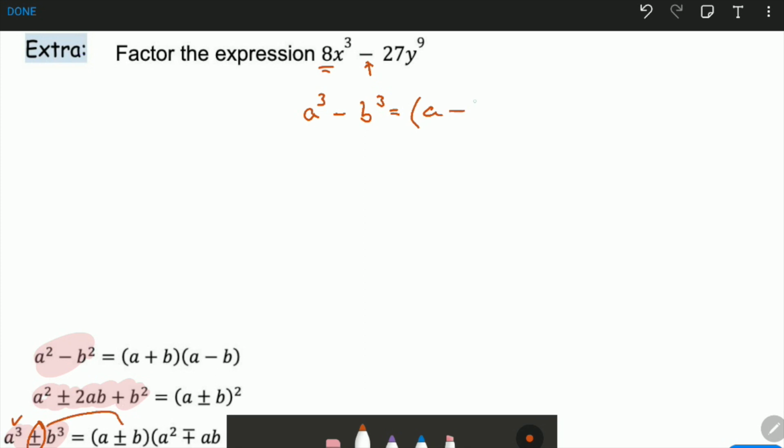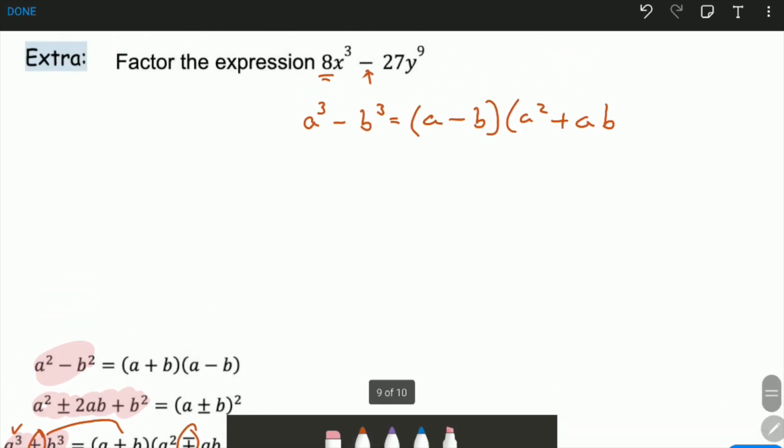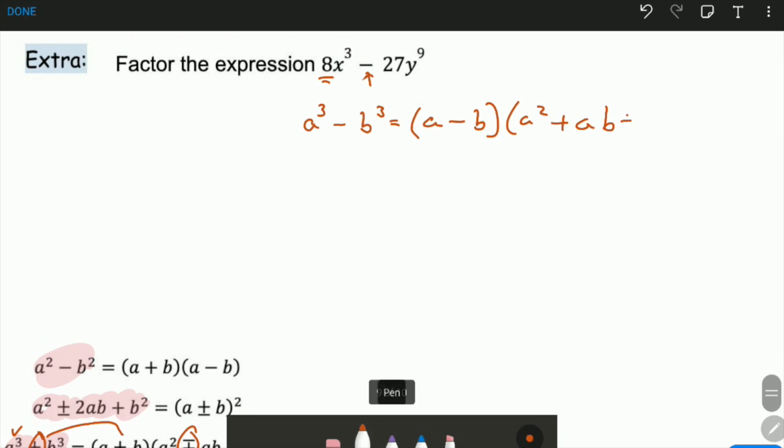So minus b. And then in the second set of parentheses, we'll have a squared. You'll notice that it flips. So we're going to change that sign. So to plus now, ab. And then the part that's cut off is the plus b squared. So that's the variation of the formula we're going to use. And now we just need to figure out what a and b are to actually do this.